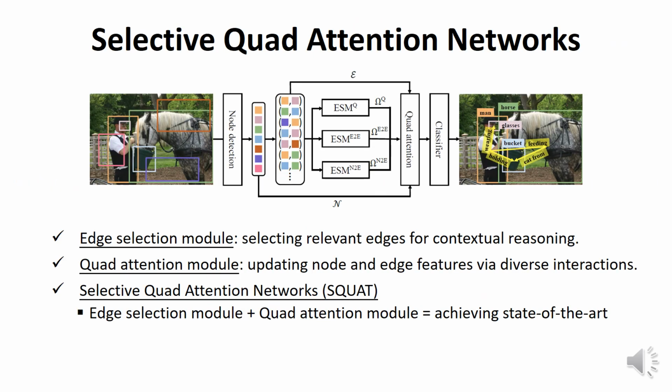Here's the summary of our work. We present two novel modules dubbed Edge Selection and Quad Attention modules. The edge selection module selects the relevant edges from a fully connected graph for contextual reasoning. A quad attention module updates node and edge features via four types of attention. The proposed Selective Quad Attention Network with the two modules achieves state-of-the-art performance.